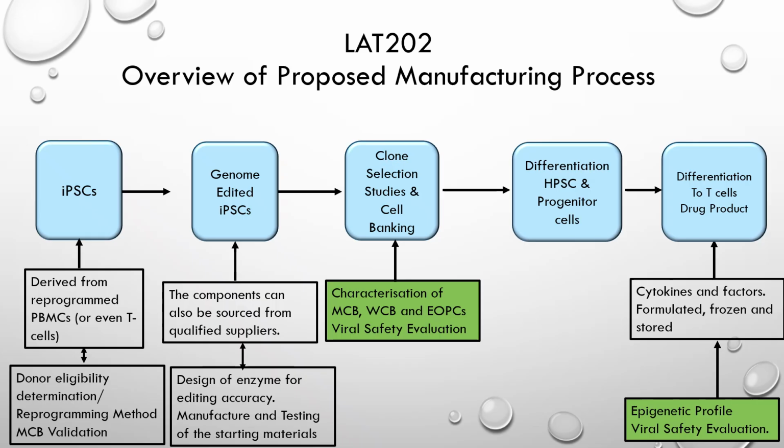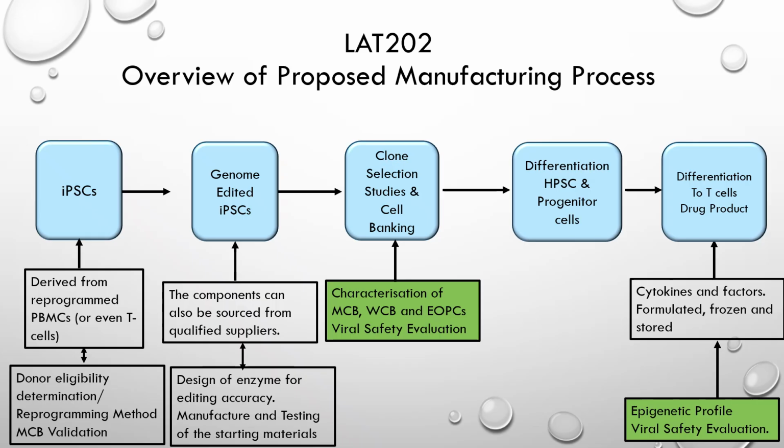And then differentiation into hematopoietic stem cells or progenitor cells, and then differentiation to your T cell drug products. This will be brought about by cytokines and growth factors. Your T cell drug product could be formulated, or frozen for storage. It could be formulated in a specific drug product formulation.